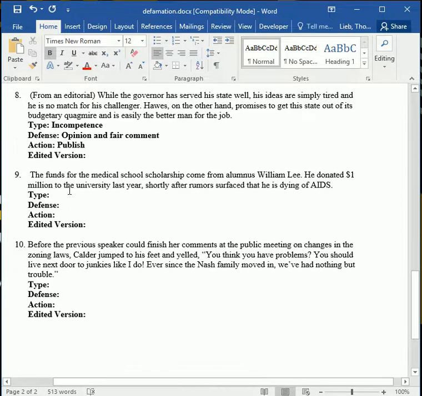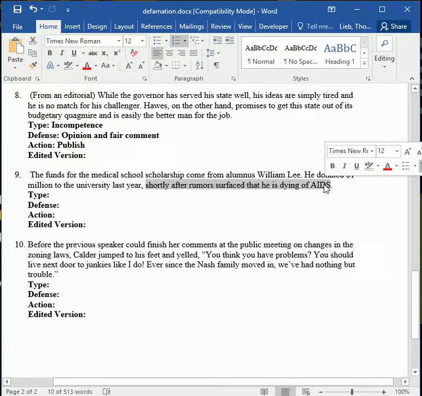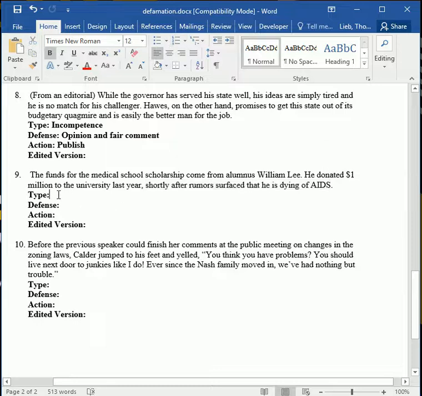Number 9 starts out fine. The funds for the medical school scholarship come from alumnus William Lee. He donated $1 million to the university last year. Boom, that's all good. But then shortly after, rumors that he is dying of AIDS. So what we have here is a sexually transmitted disease, and we have rumors. We don't have an actual finding that he had this disease or still has it.